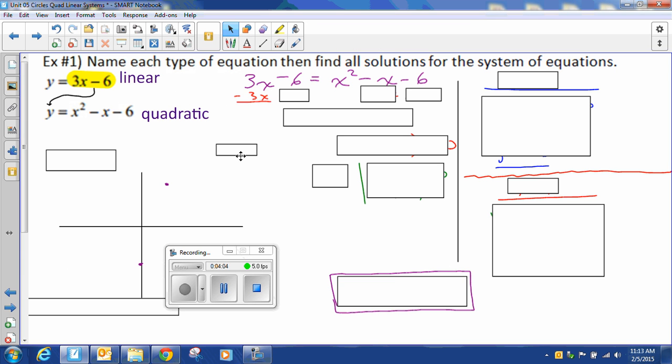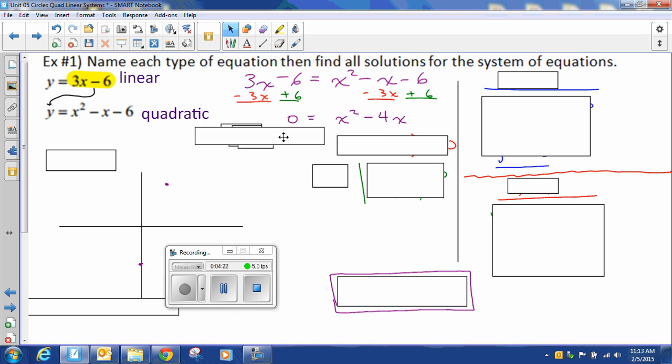So when we make that substitution, we end up with this equation, 3x minus 6 equals x squared minus x minus 6. And I'm going to solve this like a quadratic because we have x squared. We want to move everything to one side and try to get a 0 on the left. So we're going to subtract 3x, add 6, and we have 0 equals x squared minus 4x. We can factor to solve this.